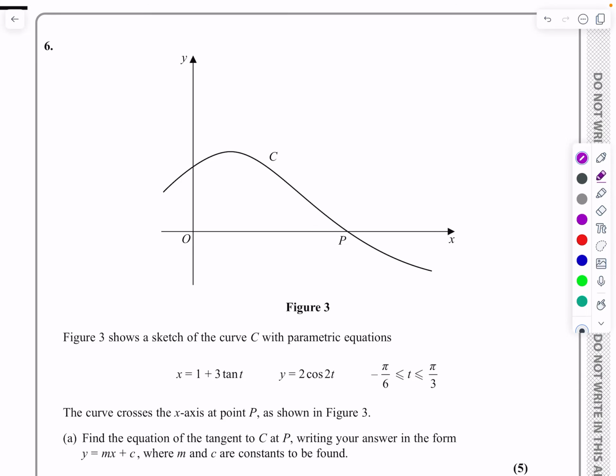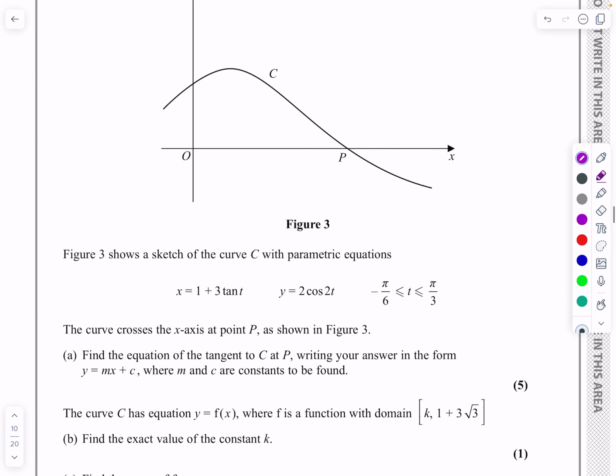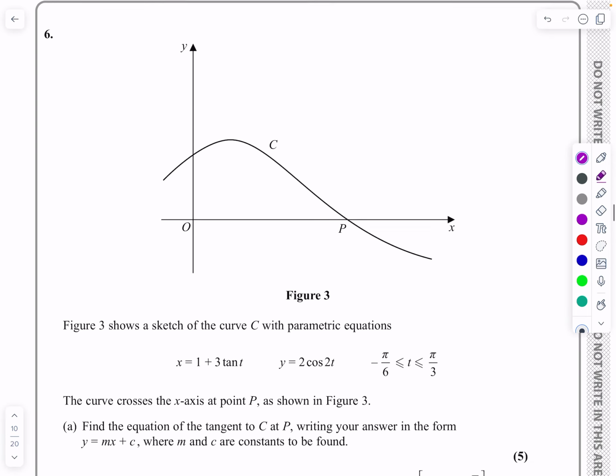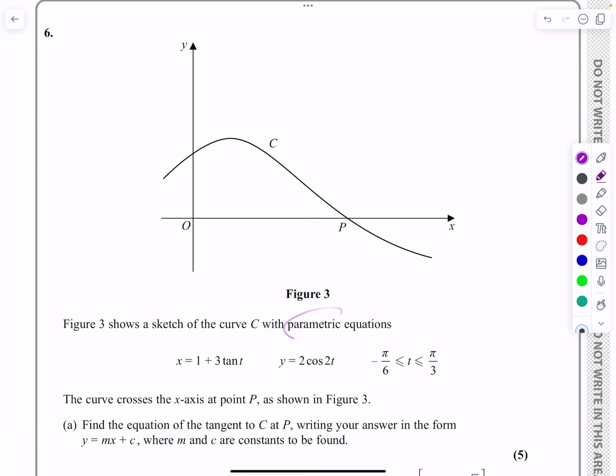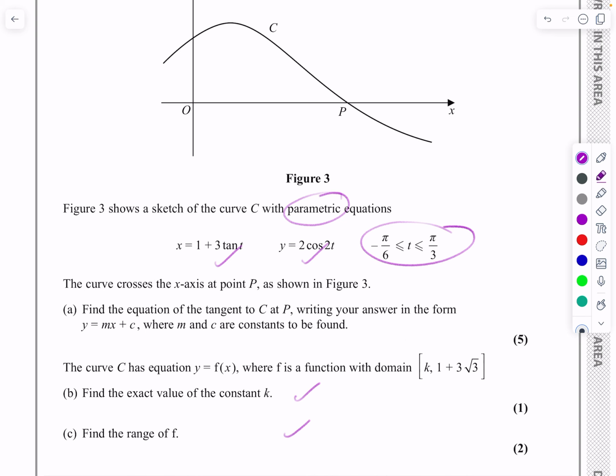Okay, this is the P4 paper from October 2022. It's question number 6, which is a differentiation question, in particular a parametric differentiation question. What we've got is the functions defined by x equals 1 plus 3 tan t, y equals 2 cos 2t, and t is going to go between those values there. That's going to be for part B and part C, really. The range and the domain when we're working out those two.